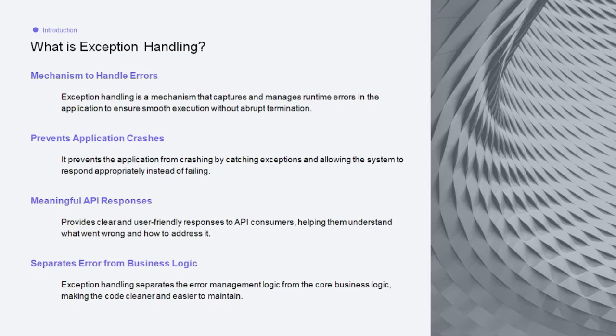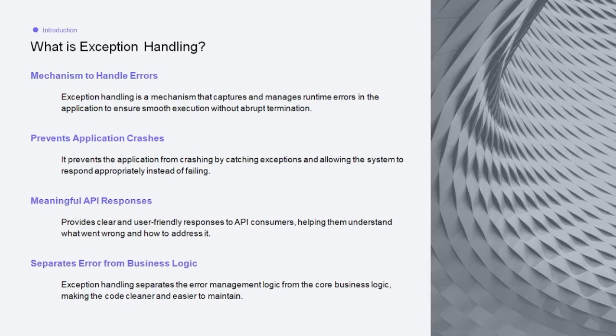Next one is preventing application crashes. As I told, it prevents the application from crashing by catching the exception and allows the system to respond appropriately to the end user, customer, or client. Meaningful API responses: I don't want to throw a generic exception and all this stack trace that the end user doesn't understand. So you have to handle it and re-throw a proper exception. It provides a clear and user-friendly response to API consumers, helping them understand what went wrong and how to address it.